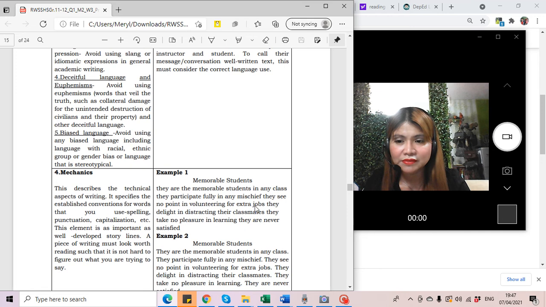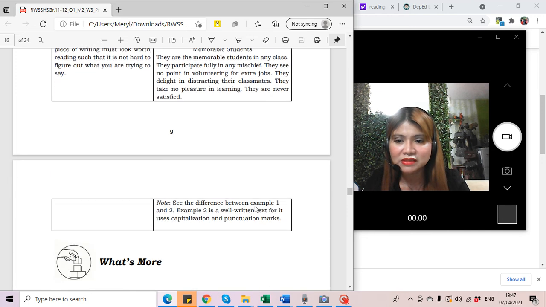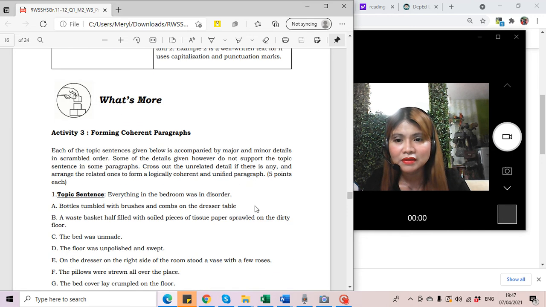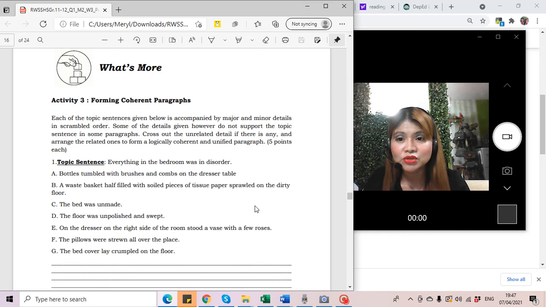After reading, please do the task in What's More. Okay, under What's More, you have the activity 3, forming coherent paragraphs.